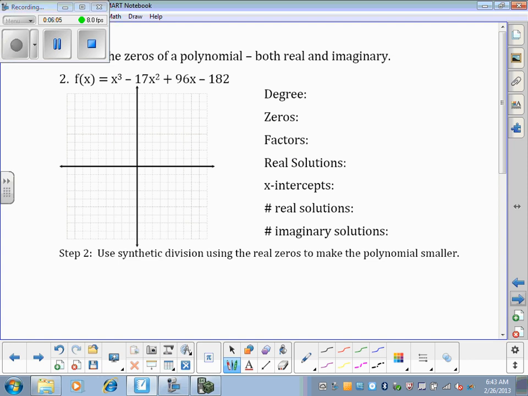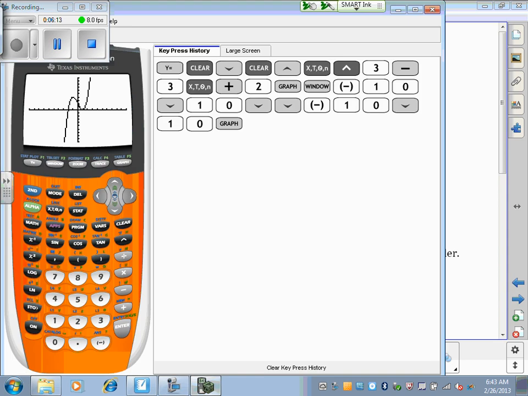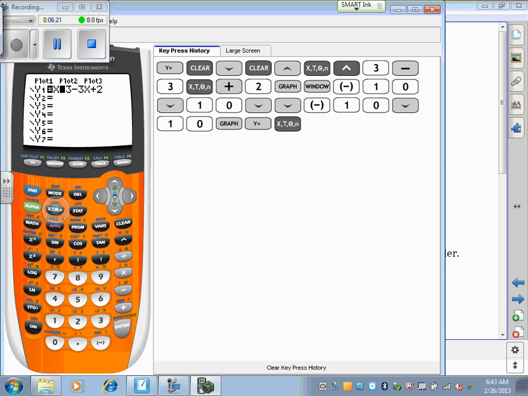Okay, so the second example is a little bit different because this one has real solutions, but it also has some imaginary solutions. So again, you're going to go back to your calculator and graph that. So you're going to go back here and plug that in. So you get x to the third. Now, because it's x to the third, how many solutions will it have? Hopefully you're saying 3 at the moment. It should have 3 solutions because it's x to the third.